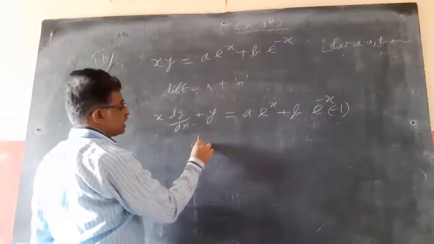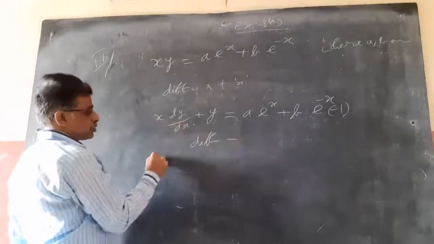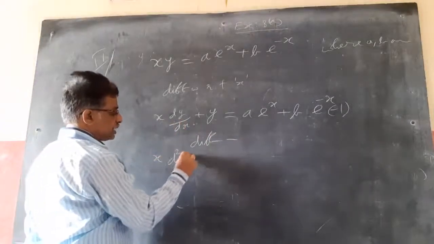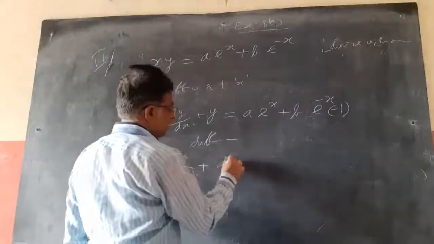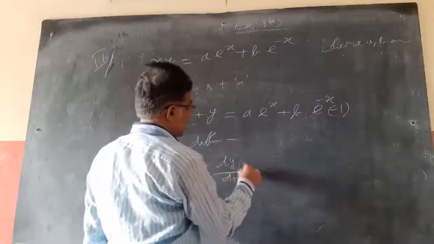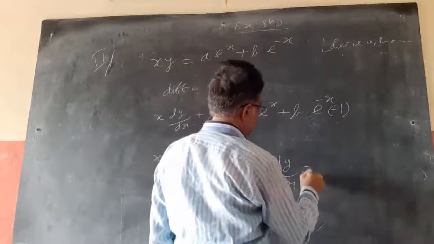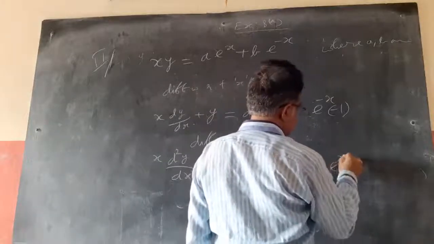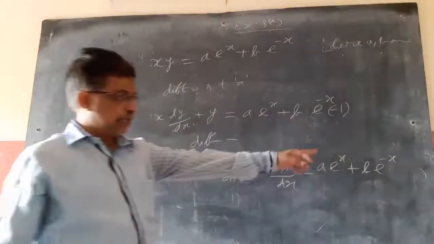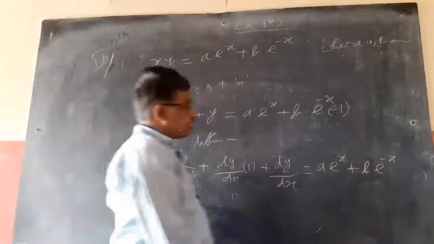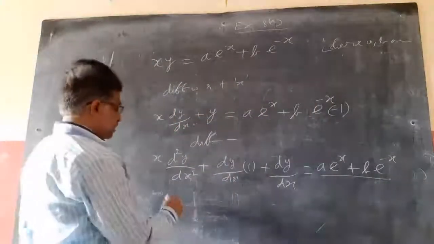Now again differentiating with respect to x, using the UV rule: x into dy/dx differentiates to x d²y/dx² plus dy/dx into the derivative of x, which is 1, plus dy/dx as is, equal to a e^x plus b e^(-x) into minus 1 into minus 1, plus 1. So instead of a e^x plus b e^(-x), I can back substitute xy.